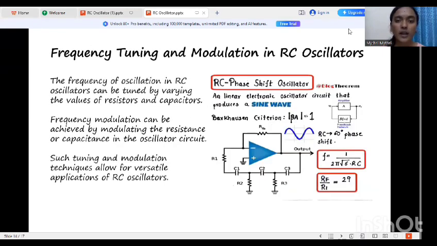Frequency tuning and modulation in RC oscillators. The frequency of oscillation in RC oscillators can be tuned by varying the values of resistors and capacitors. Frequency modulation can be achieved by modulating the resistance or capacitance in the RC oscillator circuit. Such tuning and modulation techniques allow for versatile applications of RC oscillators.